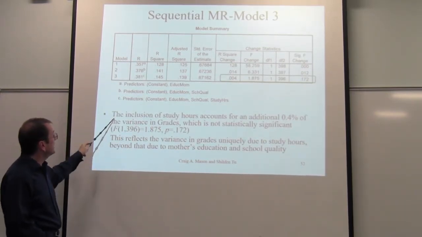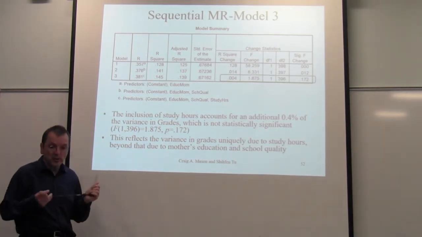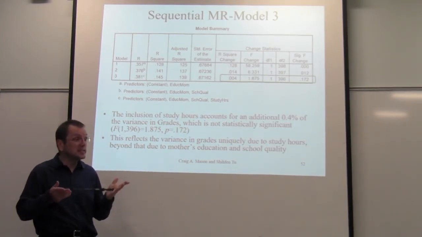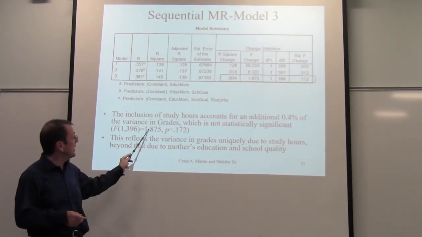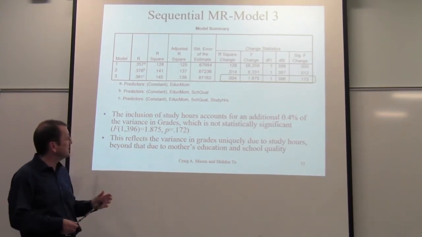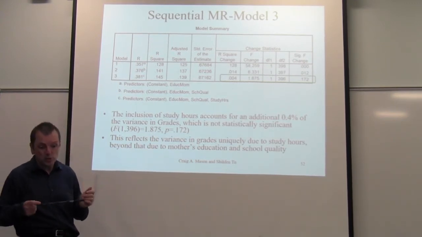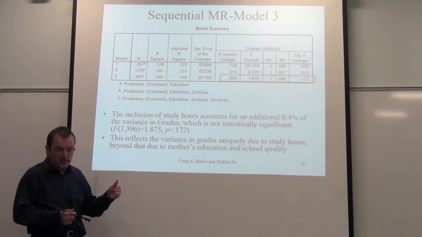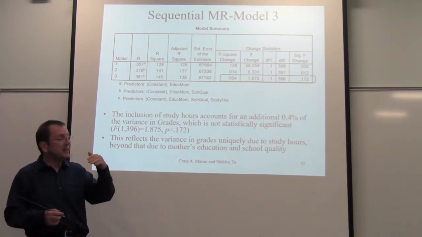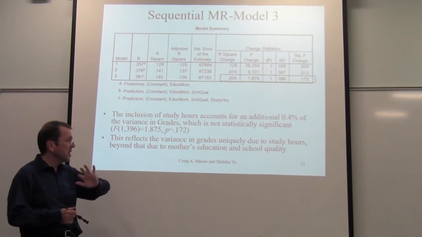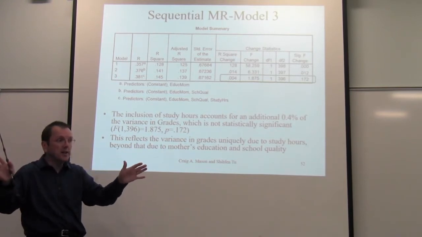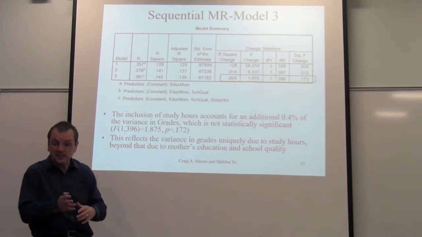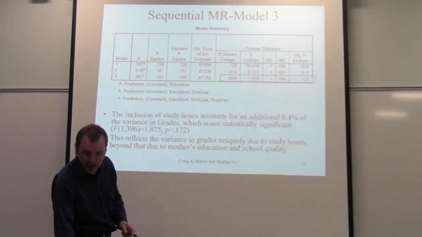Kind of verbally, we can summarize that as the inclusion of study hours accounts for an additional 0.4% of the variance in grades, which is not statistically significant. F with 1 and 396 degrees of freedom is 1.875, P is 0.172. So that reflects the idea that the variance in grades that are uniquely related to study hours beyond school quality and beyond mother's education is only 0.4% and not statistically significant. From a Venn diagram, this is what it looks like.